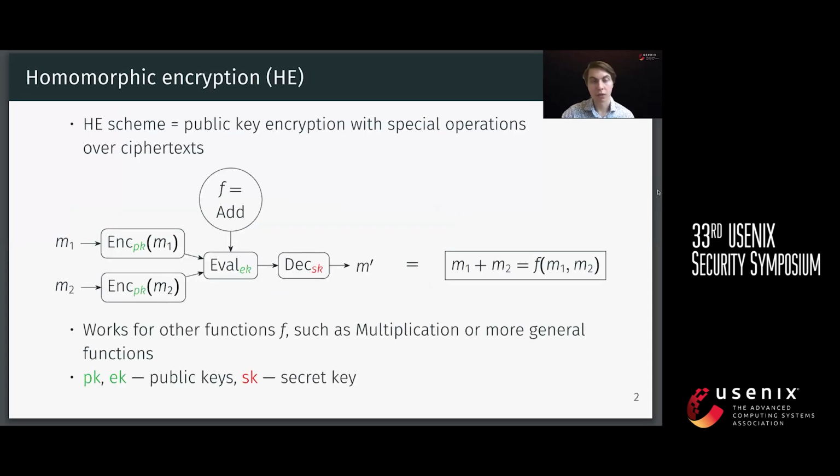Let's start with some preliminaries, specifically homomorphic encryption. You can treat it as a public key encryption scheme where we are allowed to do some special operations over ciphertexts. As an example, if we take a function which is addition, we can encrypt two plaintexts, M1 and M2, and do a special evaluation operation. When we decrypt such a ciphertext, we get an M prime, and M prime is equal to the addition of the plaintexts. So we can do operations over ciphertexts that translate to operations over plaintexts. It works for other functions such as multiplication or combinations, etc.